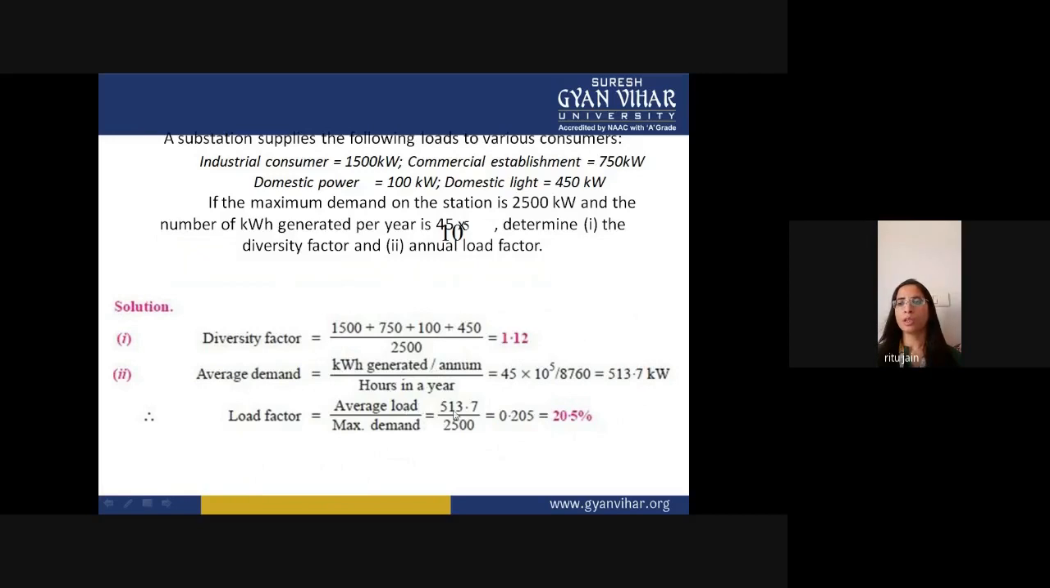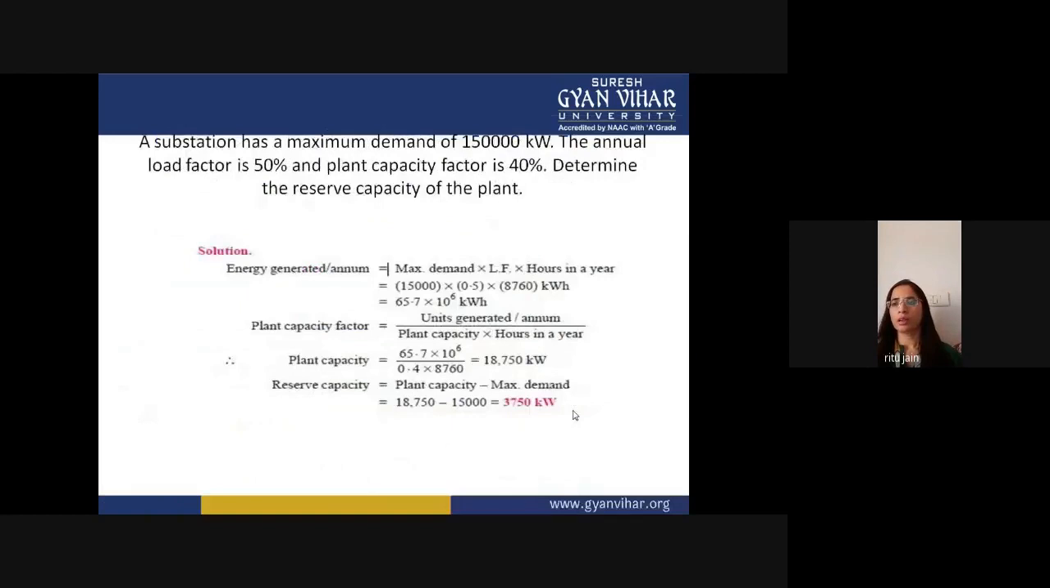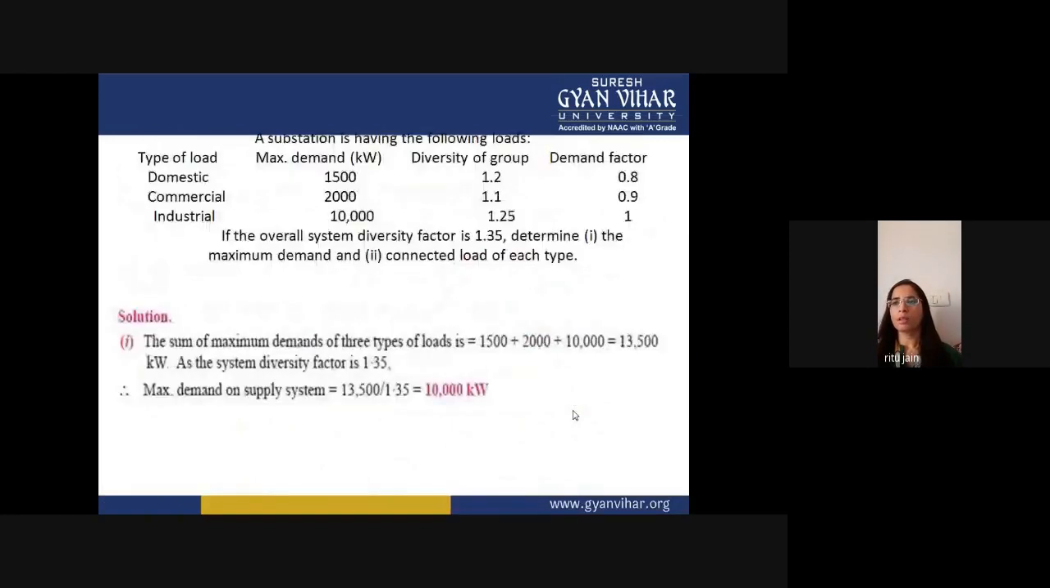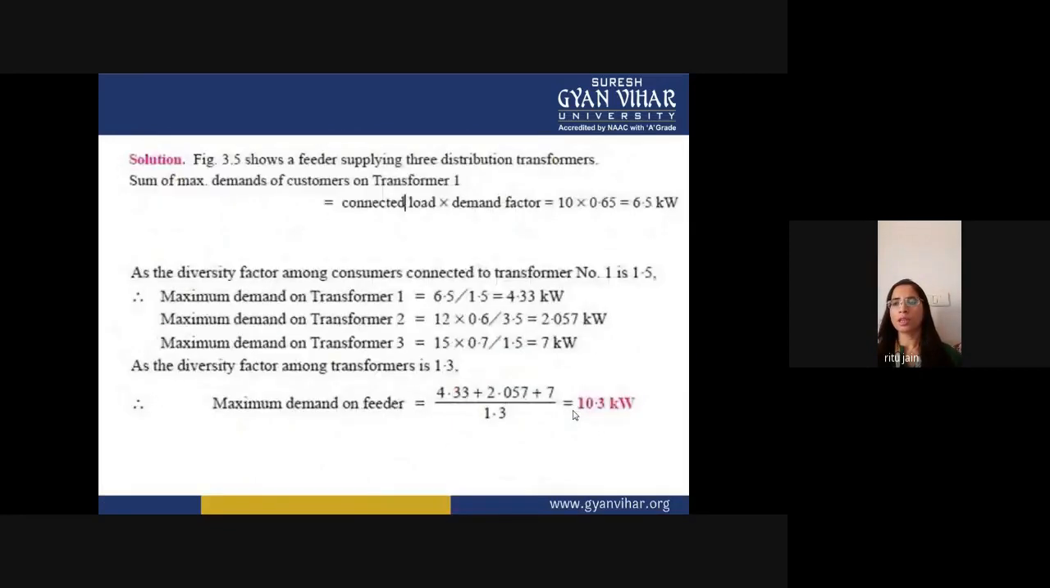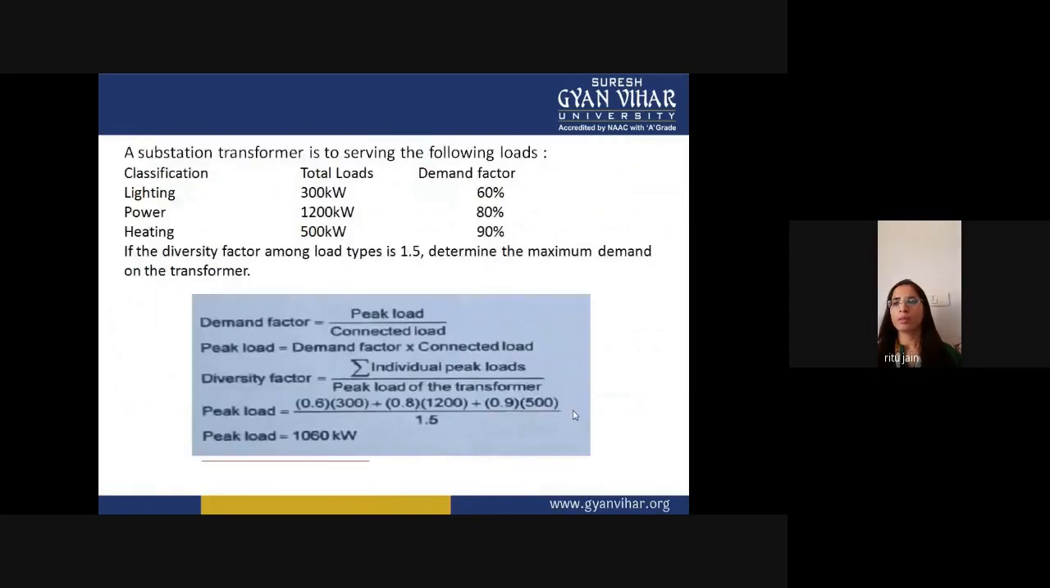So the average load is 513.7, and the maximum demand is 2500. So the load factor is 0.205, which is 20.5%. So by these formulas, you can easily solve the numerical problem which is given.